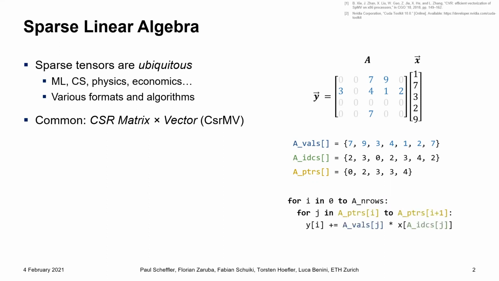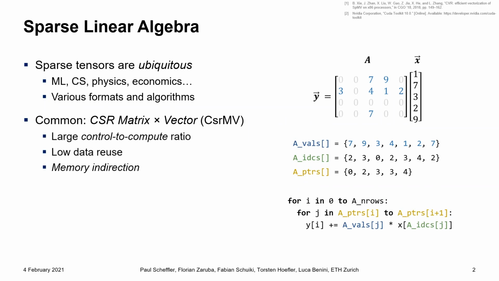We iterate over the rows. And for each row, we look up the values in that row, and we use the indices of these values to look in our dense counterpart vector, which value we need to multiply with. As you may imagine, this problem has a large control to compute ratio. It has low data reuse, since every value of A is used exactly once. And there is this memory indirection into X, which we will be concerned with.